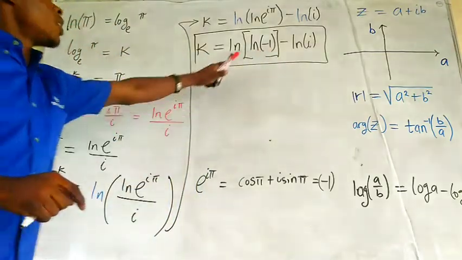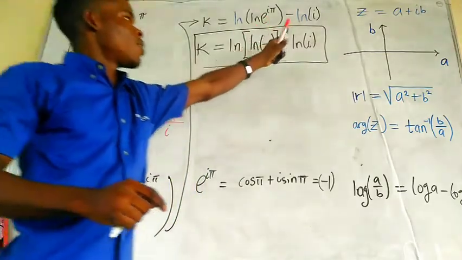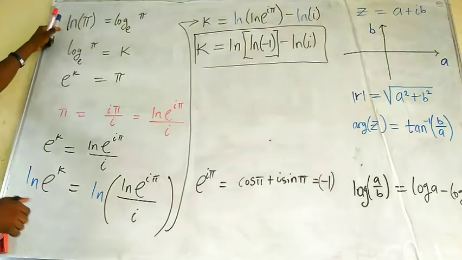So k is equal to ln of ln of -1 minus ln of i, which is ln pi.